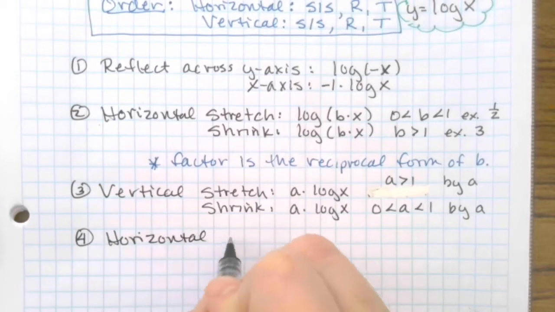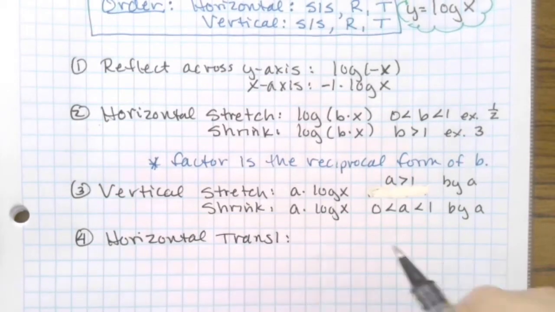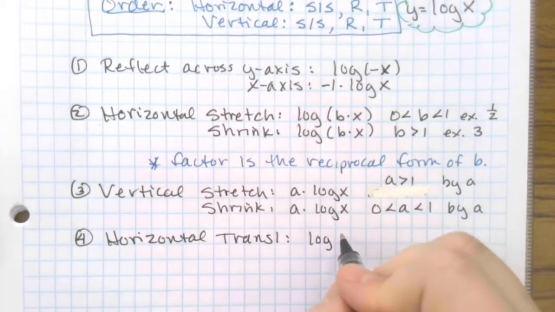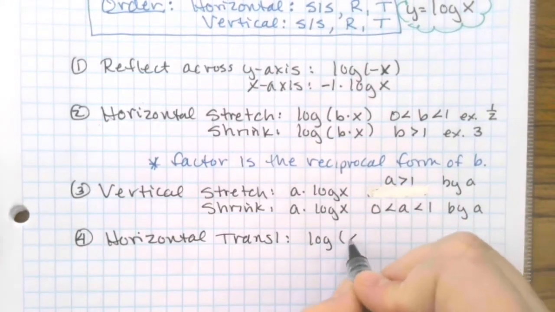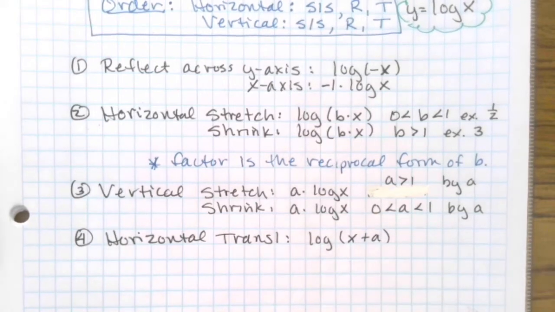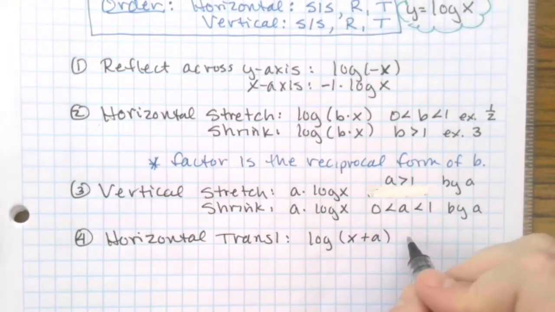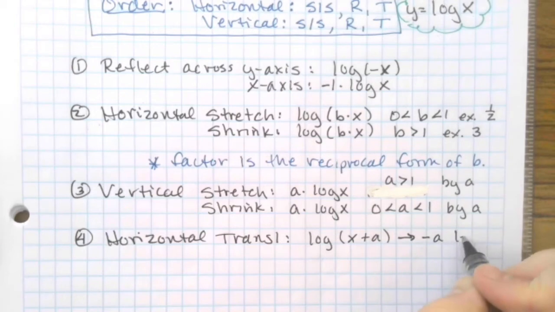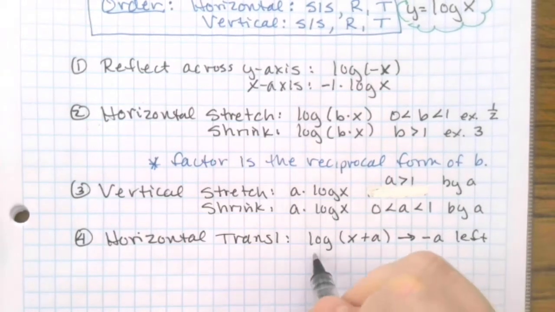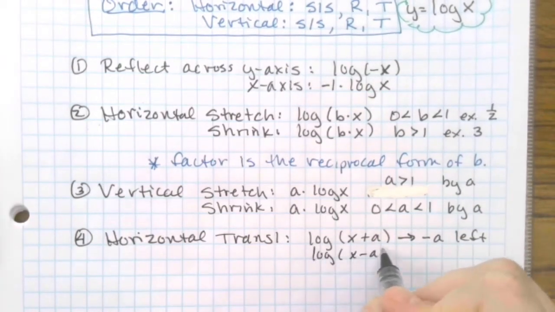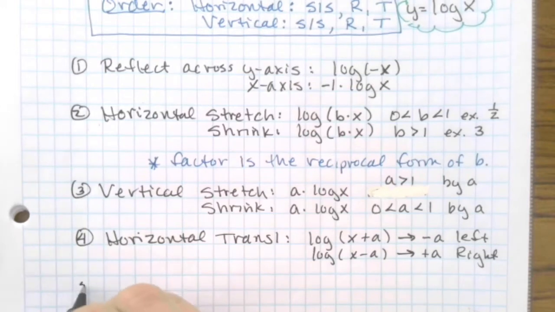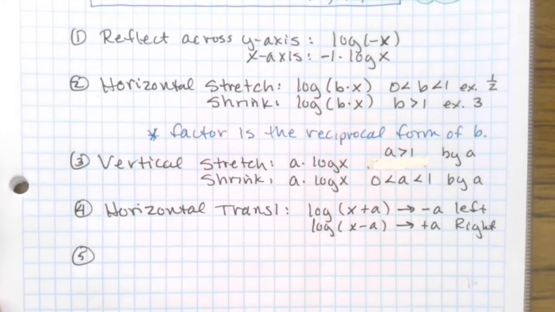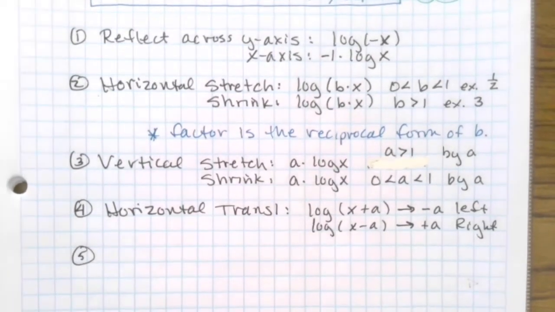For horizontal translation, you have something being added to x or subtracted from x. So x plus a would be a horizontal translation, negative a to the left. Remember, it's always backwards. If it's log of x minus a, it's a horizontal translation of positive a to the right. When it comes to the verticals, again, what you see is what you get.